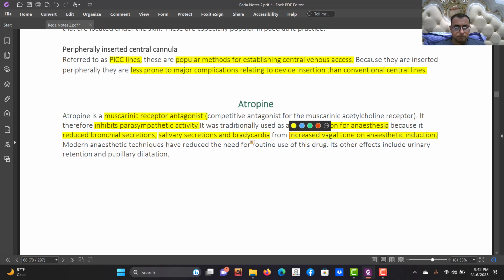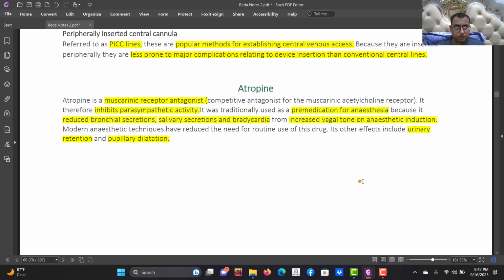Their side effects are pupillary dilatation and urinary retention. Okay, so urinary retention and pupillary dilatation can happen, but nowadays the use of atropine is reducing because of its withdrawal effect, and the rate of pupillary dilatation or urinary retention is high. That's why doctors are trying to make some alternatives.